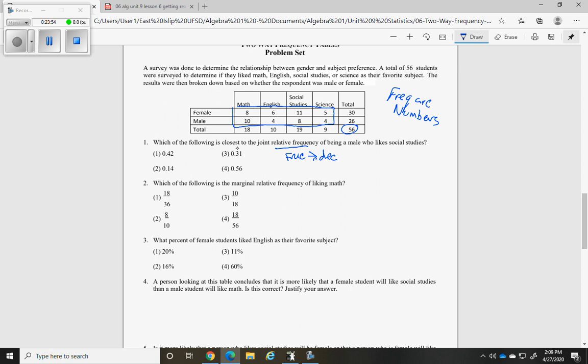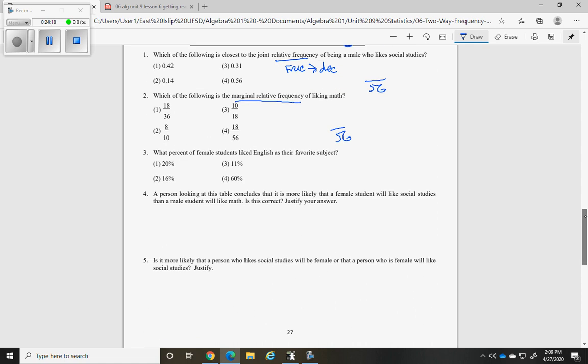Which of the following is closest to the joint relative frequency of being a male who likes social studies? So it's going to be out of the 56. Which of the following is the marginal relative frequency of liking math? So again, this is out of the total, but liking math will be in the margin.